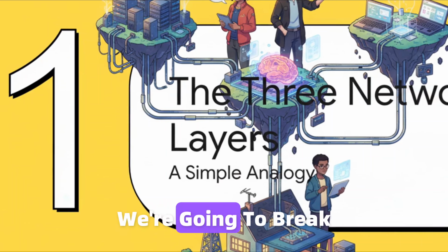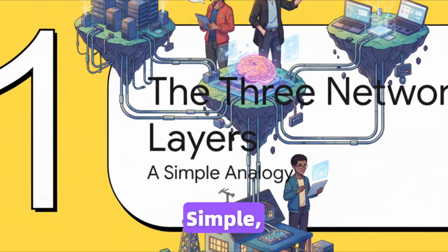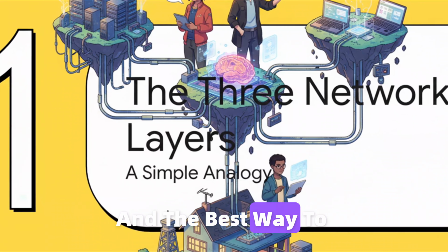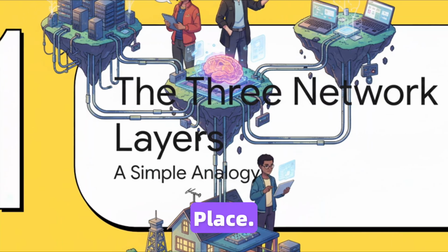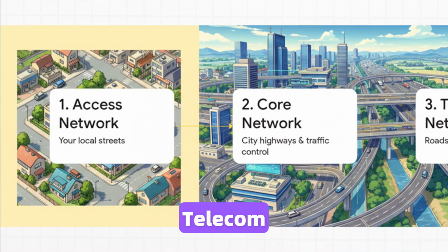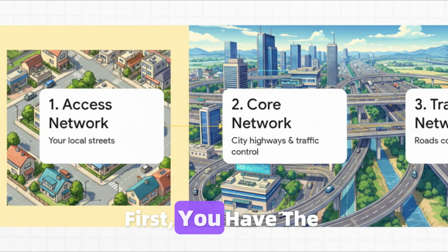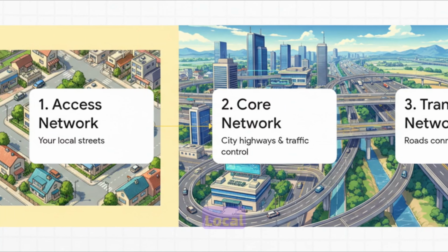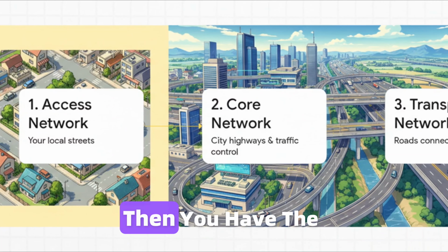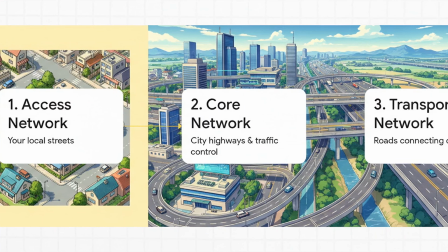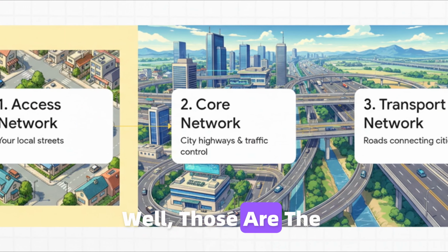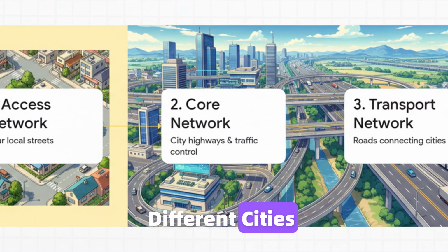To get started, we're going to break this whole thing down into 3 simple, manageable parts. And the best way to do that is with a really relatable analogy that just makes everything click into place. I want you to think of a telecom network just like a city. First, you have the access network. Think of these as your local streets, how you get on the road. Then you have the core network. This is the city's main highway system and all its traffic control. And the transport network? Well, those are the massive interstates connecting all the different cities together.